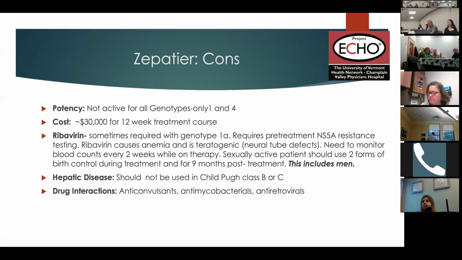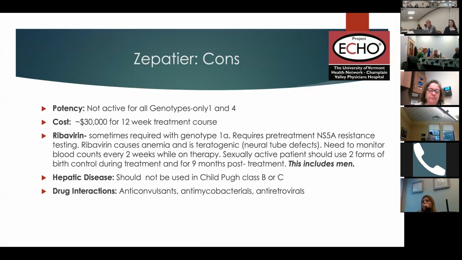And they need to continue to do that even 9 months post-treatment, because ribavirin can be excreted in semen even 9 months out. So this applies to men too. It's not just women. If you have to use ribavirin, then they have to practice 2 forms of birth control even 9 months post-treatment. In fact, when we have to use ribavirin, we have a form that we make them sign saying that they're going to do just that, and that we've discussed that with them.